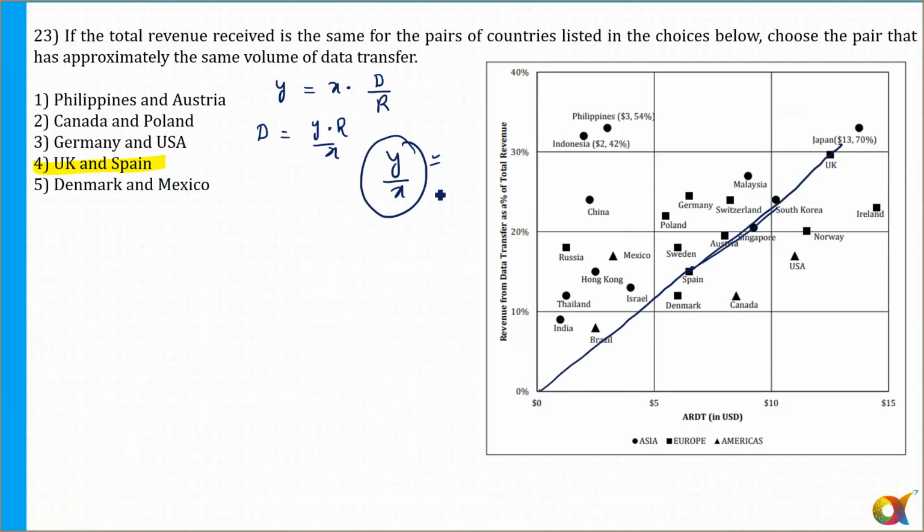Because if Y by X is same, it means that it is constant. So Y is equal to KX. It means the two values should lie on the same line passing through the origin. So if I join the line from origin to Spain and continue this line, it will pass through UK also. It means Y by X is same for these two, UK and Spain.